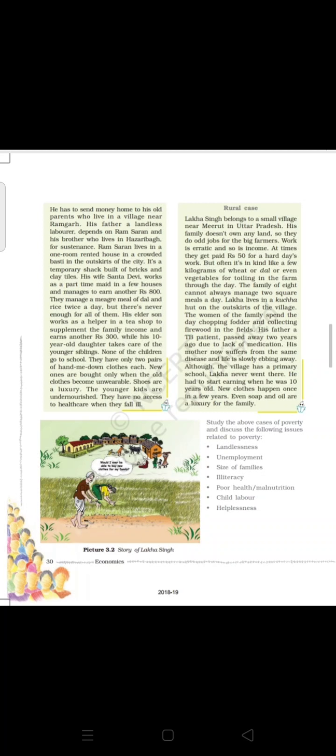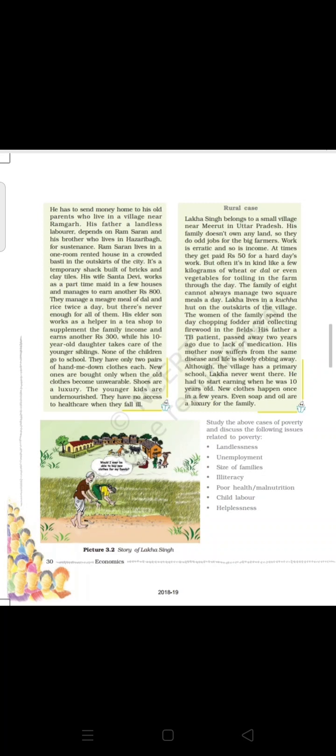None of the children go to school. They have only two pairs of hand-me-down clothes each. New ones are bought only when the old clothes become unwearable. Shoes are a luxury. The younger kids are undernourished. They have no access to healthcare when they fall ill.